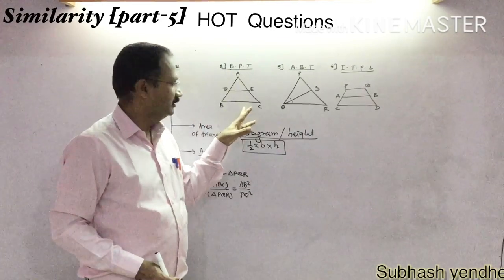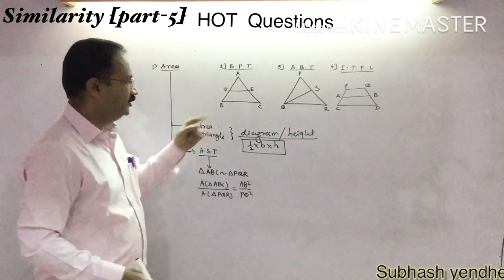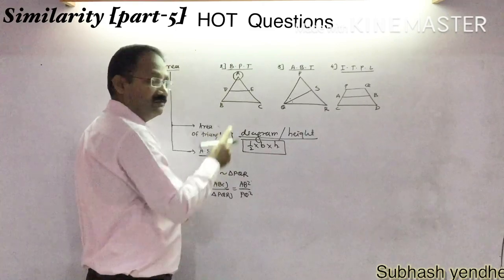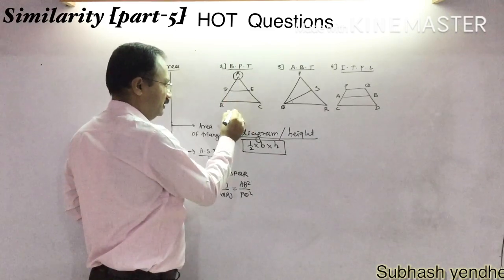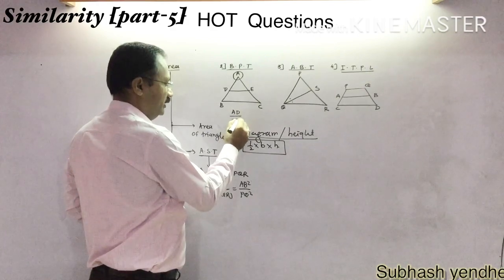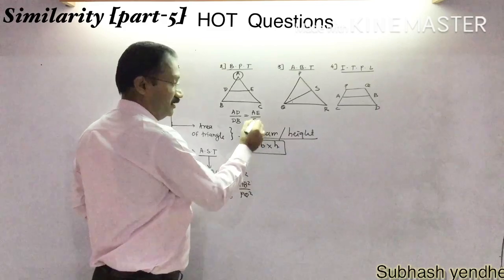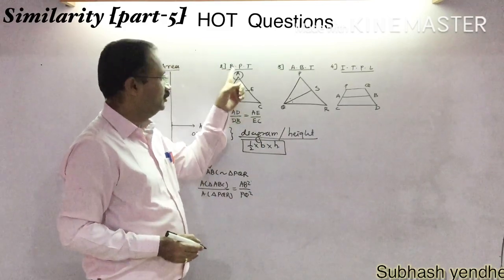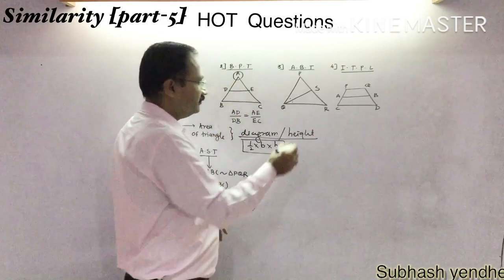Then the second one is BPT, the Basic Proportionality Theorem. What it says is that you have to start from the vertex, which is A here. So from A we go down here, AD upon DB equals AE upon EC. Remember, if a line is parallel in a triangle, then you have to use BPT. Otherwise, don't use the BPT.